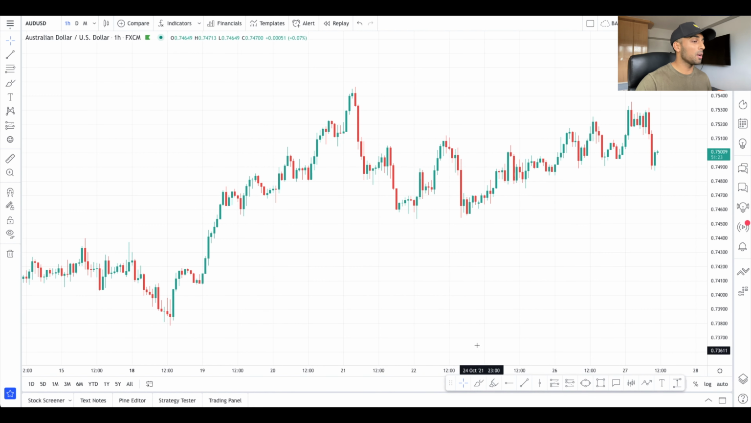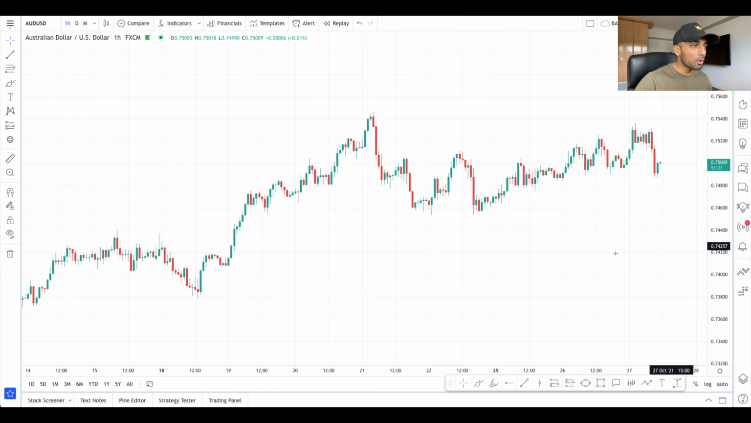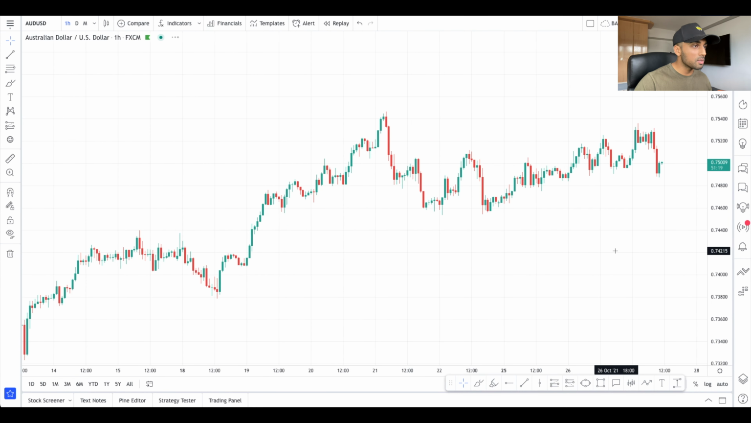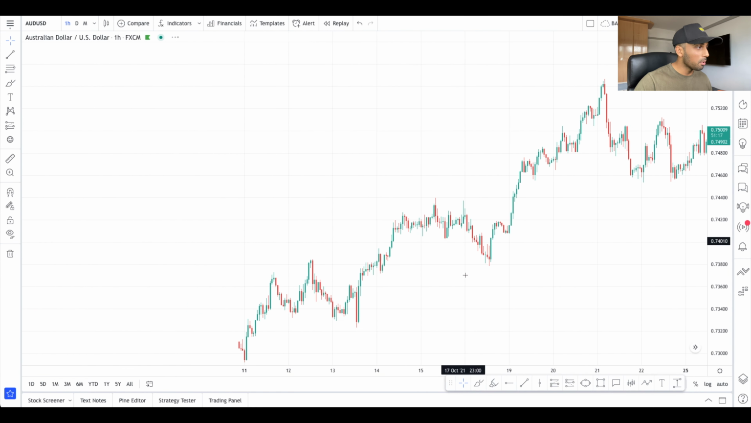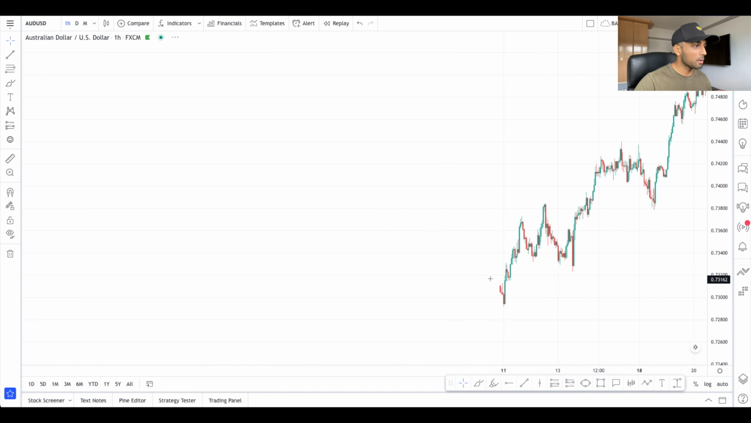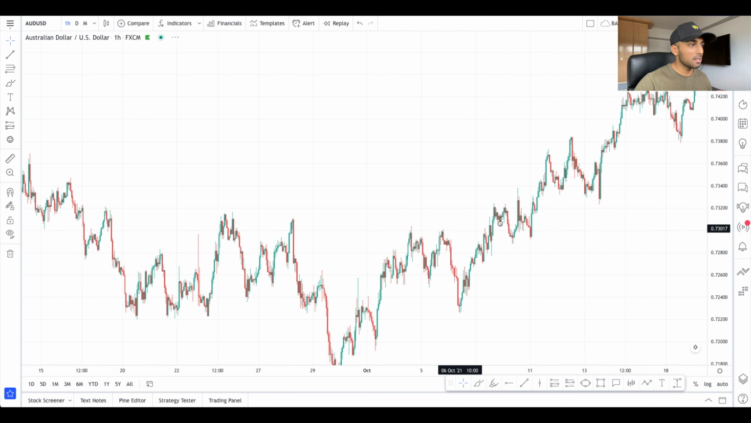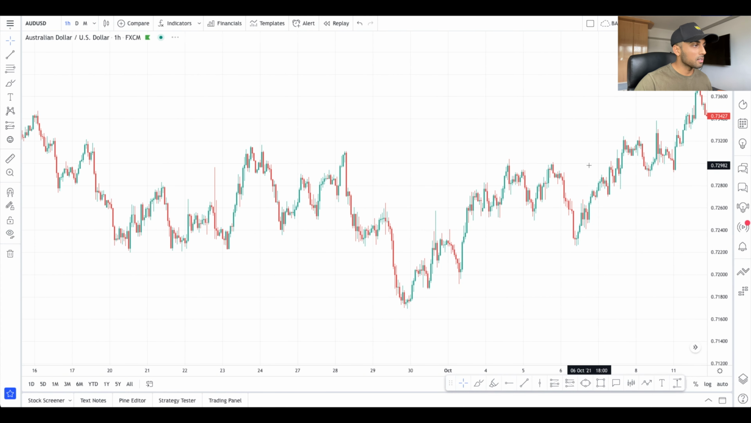So guys, here we are back on the Aussie, and we're going to draw some quick support and resistance levels. I'm going to pull this back in time a bit, where we can see that we're actually in a pretty nice trend here. So guys, let's start to draw some support and resistance levels.